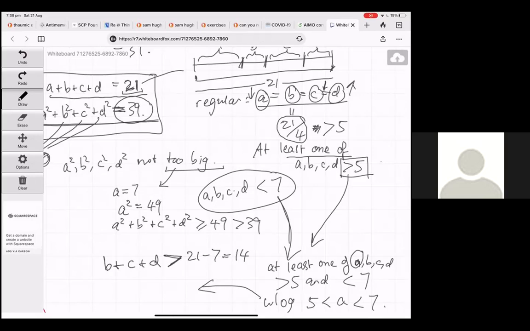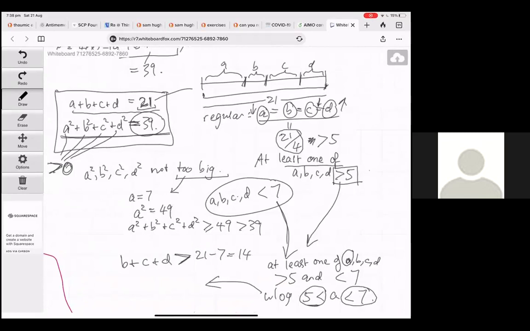So I can use the other part of the inequality. I've already used the bigger part. So what about the greater than 5? I'm going to use that on my other equation, which said that the sum of all the squares had to be 39.